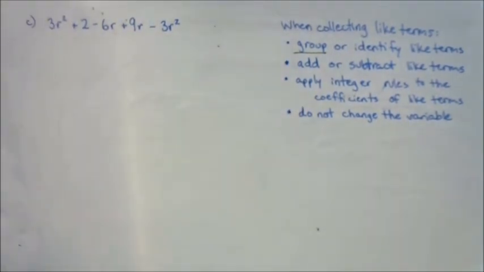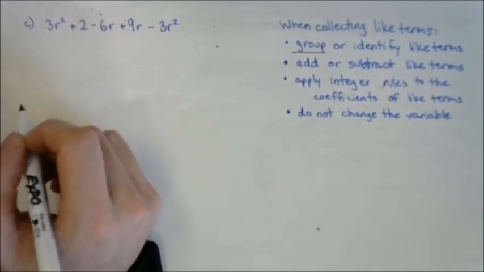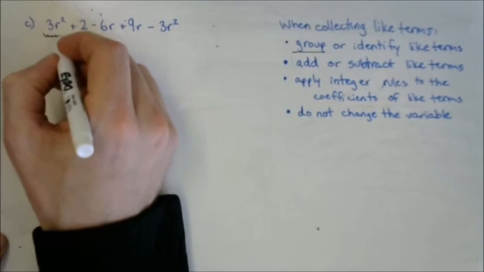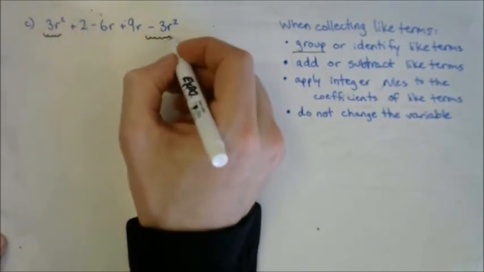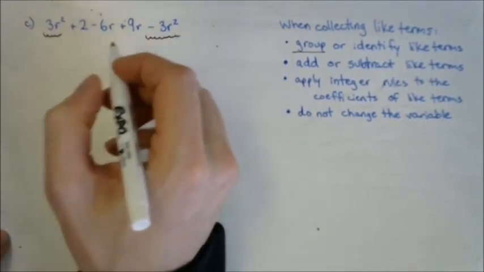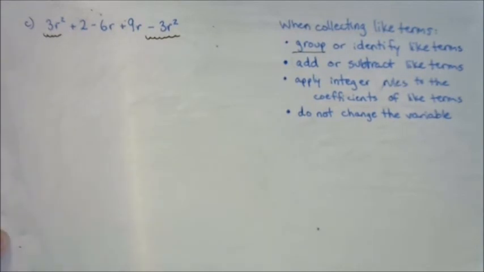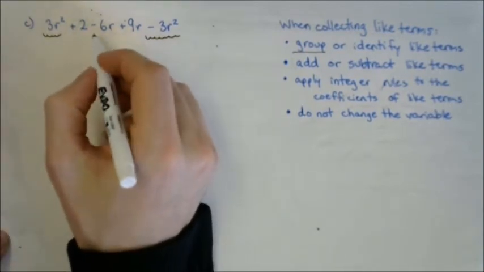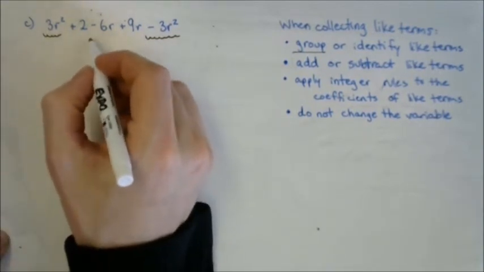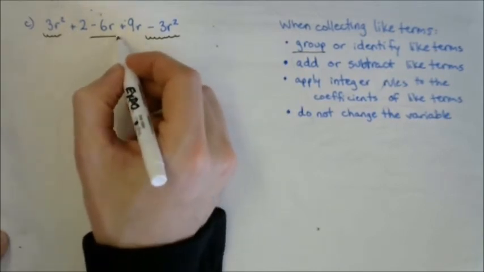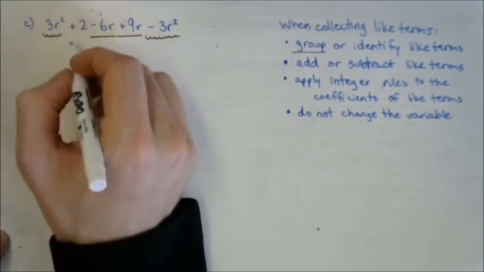Whenever we have something like this is where I like to use my lines underneath each like term. Someone identify like terms for me. 3r squared and 3r squared and -3r squared. Remember, the sign has to stay with the term. Any other groups? -6r and +9r. And this constant's all by himself.